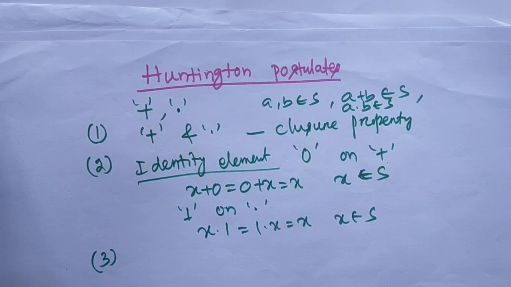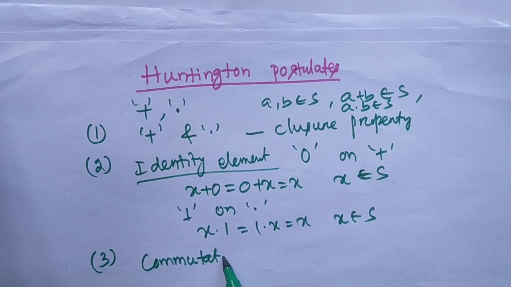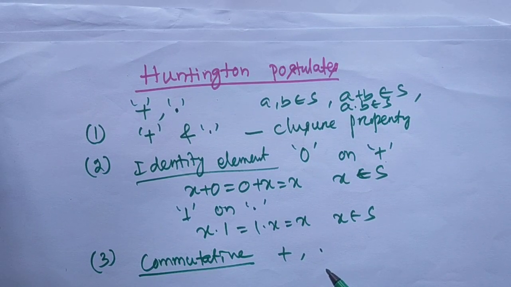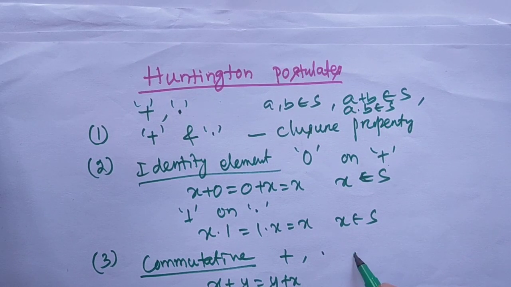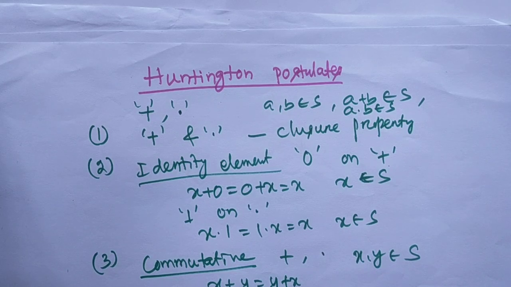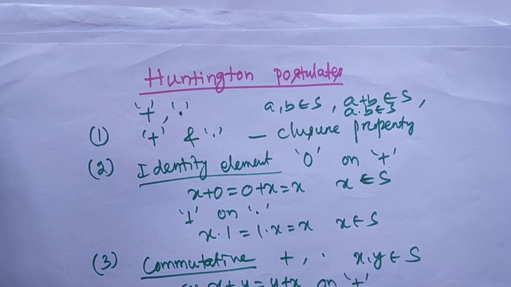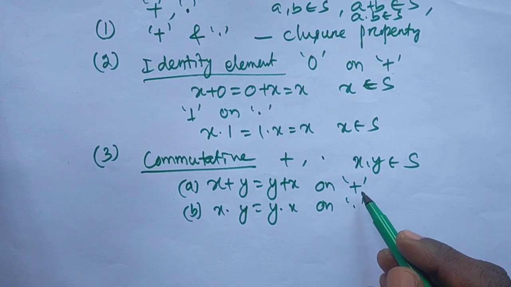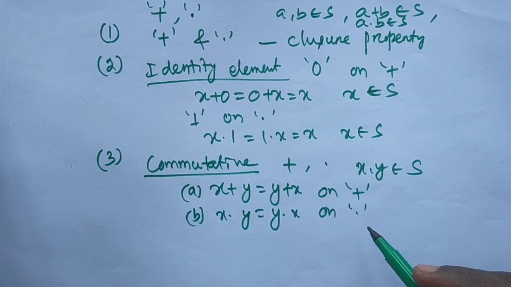Next, similarly another law we can define, that is the commutative law. In this commutative law, with respect to addition and multiplication, x plus y is equal to y plus x, where x and y belong to S, on the addition operator. Then x dot y is equal to y dot x on the dot or multiplication operator. That is also we can do. Very simple way.